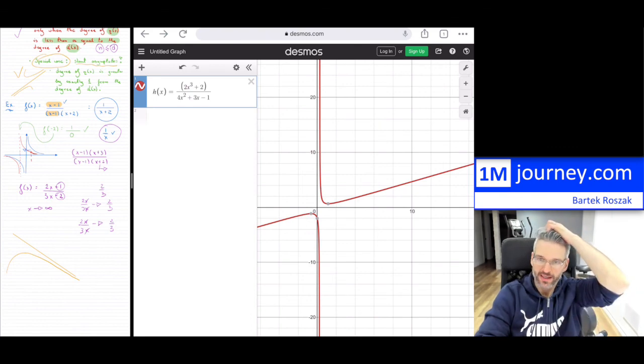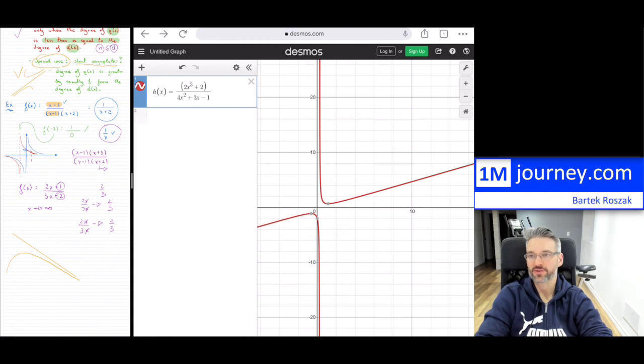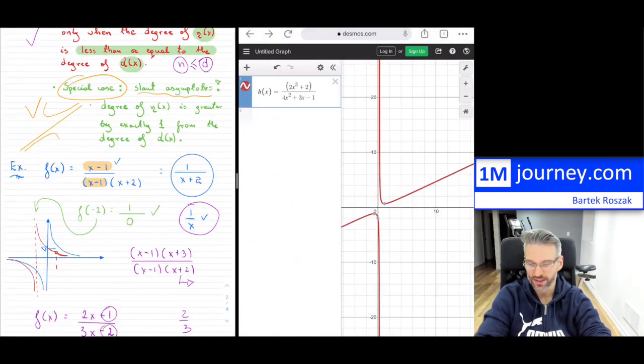So that's pretty interesting in terms of what happens with these rational functions, and how you can identify various asymptotes and when you have holes in your graphs.